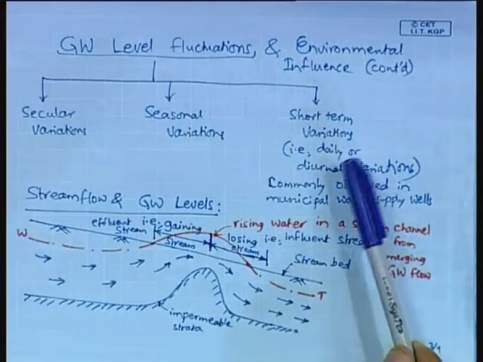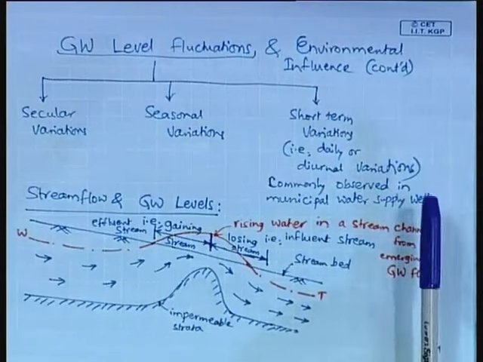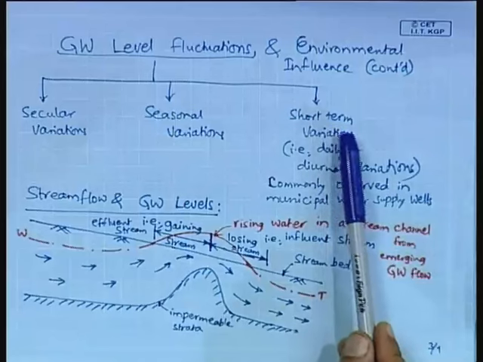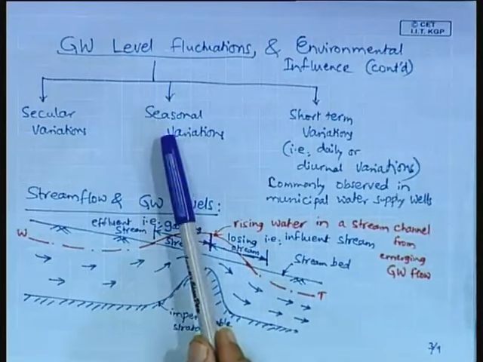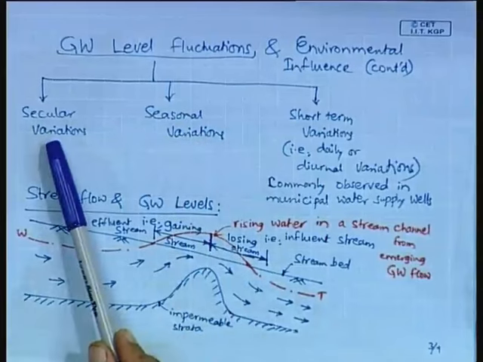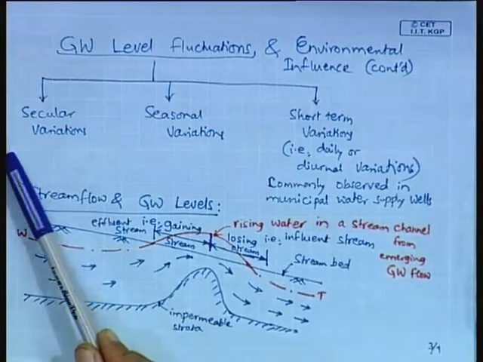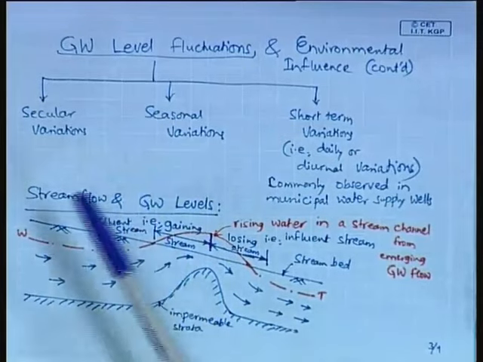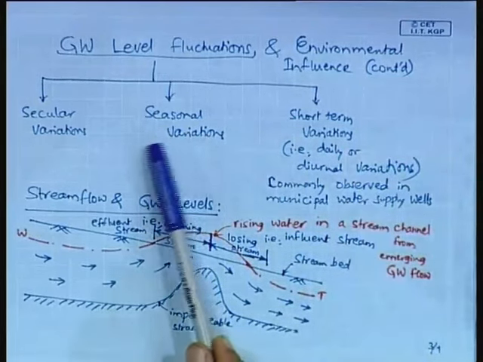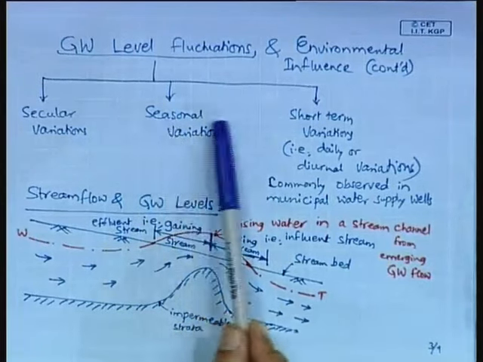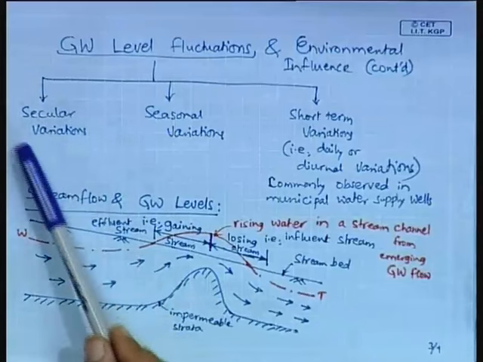In this case, it is basically daily or diurnal variations, which is very commonly observed in municipal water supply wells. So, essentially this short term variation represents the daily or diurnal variation. Seasonal variation represents the average variation within a year, and secular variation represents the variation in the groundwater level over a period of more than a year. So, we need to consider all the three, during all the periods, ranging from less than a day, to a period of around a year, to a period greater than that, maybe a number of years, could be 5 or 8 or 10. Okay, so, all these things we need to consider.